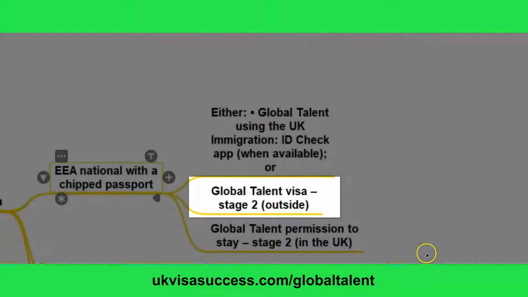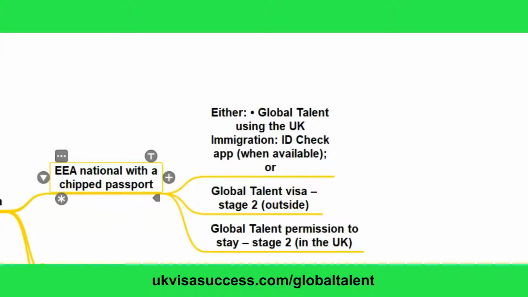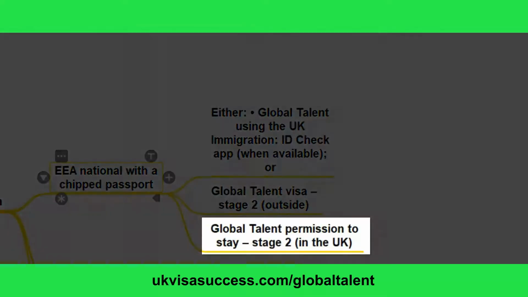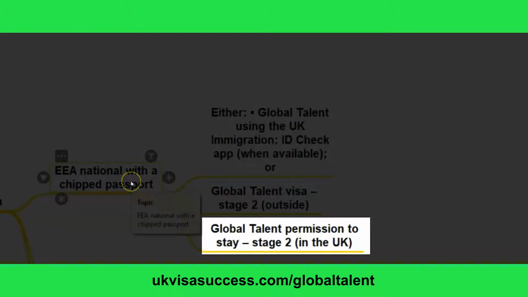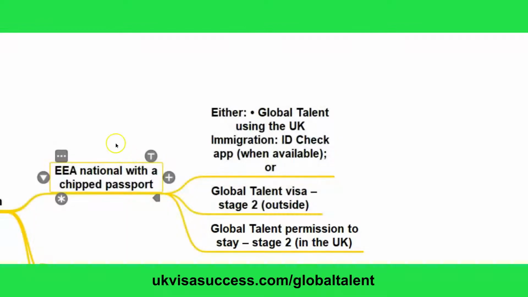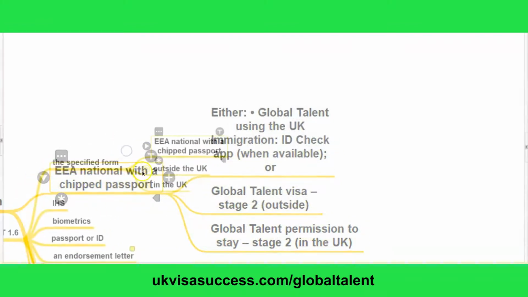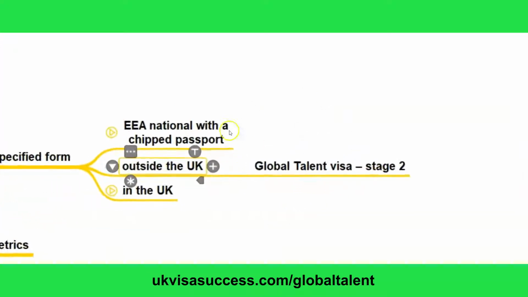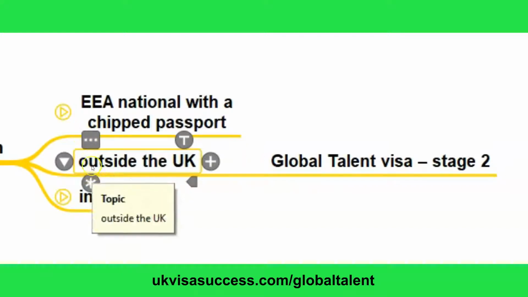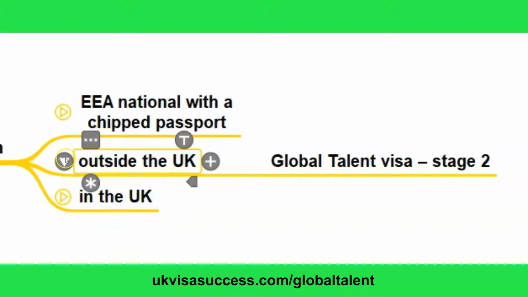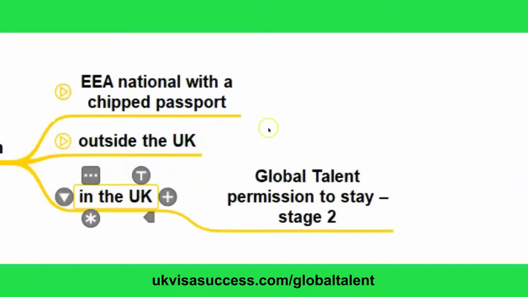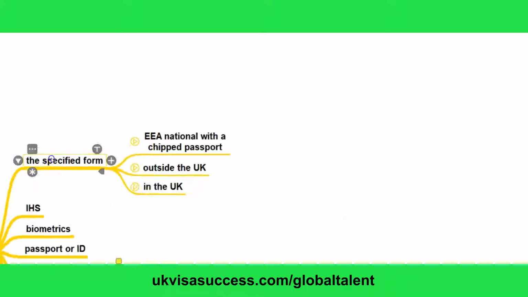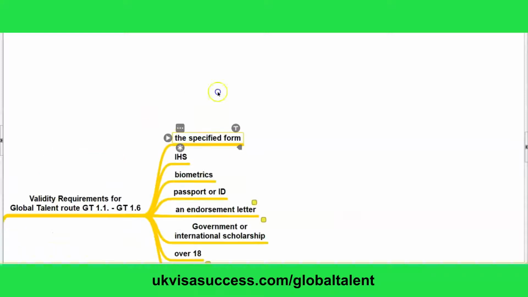If you're here in the UK and you're applying for permission to stay, you will need to complete the form which is called Global Talent Permission to Stay Stage 2. So these are for the UK applications. If you are outside the UK and you are not an EU national, you will need to complete this form, which is Global Talent Visa Stage 2. And if you are in the UK, as I already mentioned, this is going to be Global Talent Permission to Stay Stage 1. This is the specified form.